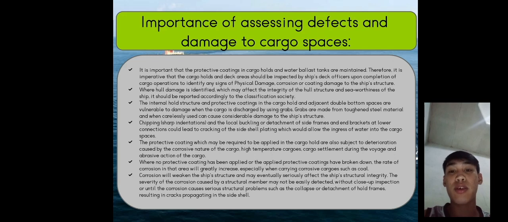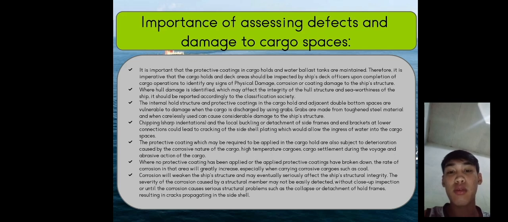The internal hold structure and protective coatings in the cargo hold and adjacent double bottom spaces are vulnerable to damage when the cargo is discharged by using grabs. Grabs are made from toughened steel material and, when carelessly used, can cause considerable damage to the ship's structure. Chipping, sharp indentations, and the local buckling or detachment of side frames and end brackets at lower connections could lead to cracking of the shell plating, which would allow the ingress of water into the cargo spaces.